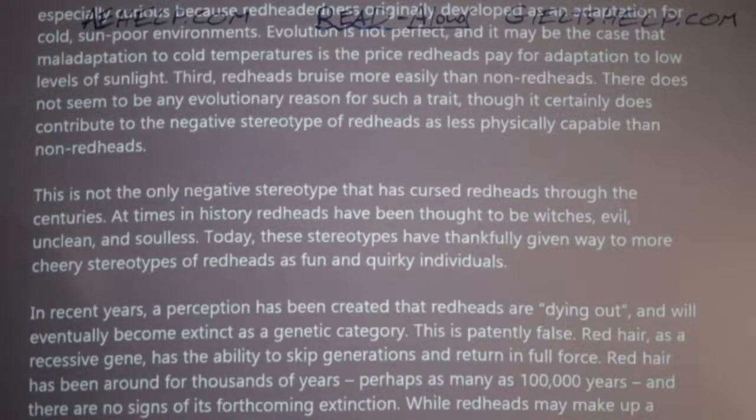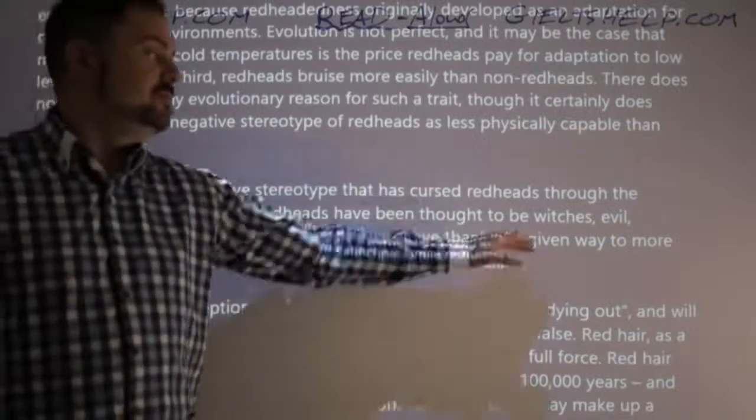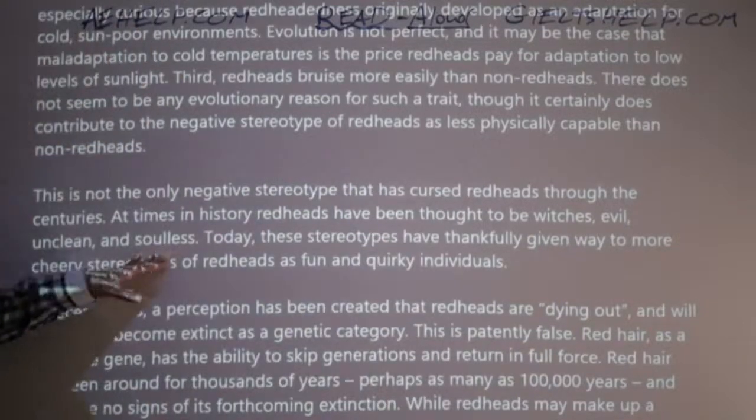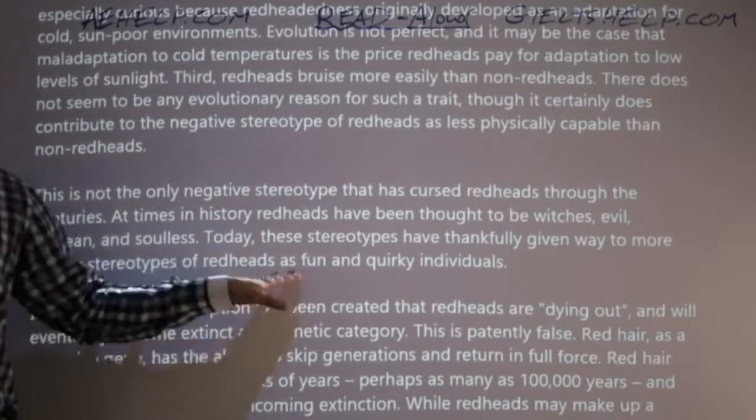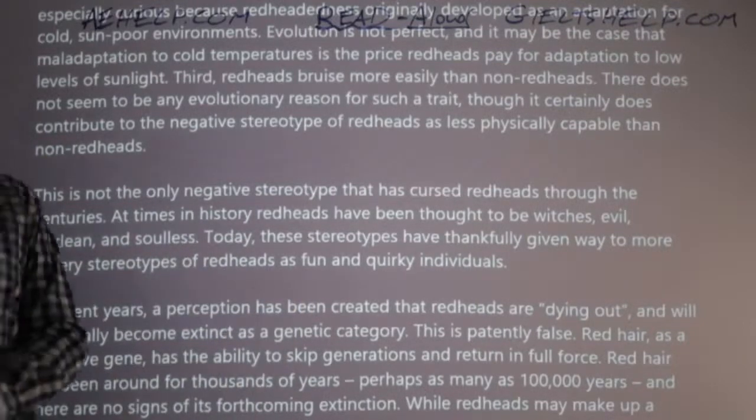Okay, so again, here we have some myths and some beliefs that are around redheads historically. Some pretty weird ones a long time ago, thinking that redheads are evil or they're witches or they do not have a soul. Okay, nowadays a little bit more on the positive side. They're fun and quirky individuals.